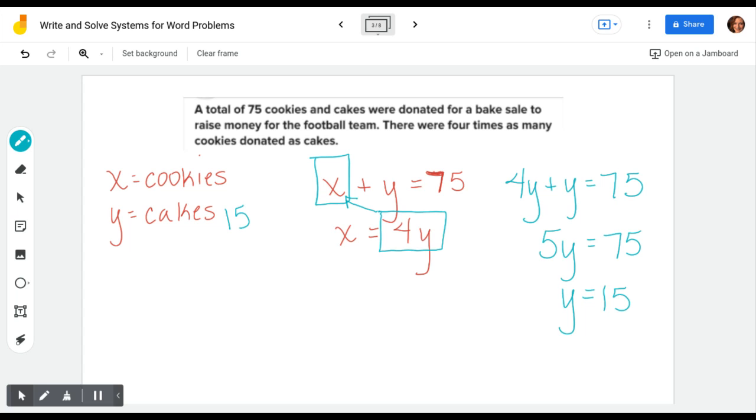Now to get my other one, my X, my cookies, I'm going to plug that back into either equation. I need to know what X equals, so it's going to be easier if I just use the one where it already says X equals. So it says X equals 4Y. I'm going to plug in my answer for Y, which is X equals 4 times 15. So I find out that X is 60. So there are 60 cookies and 15 cakes. Let's do another.